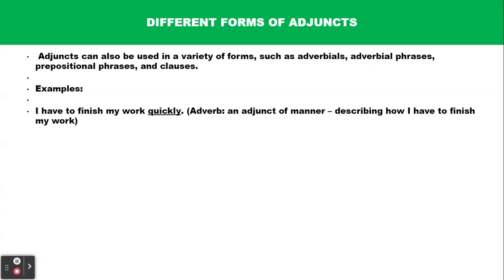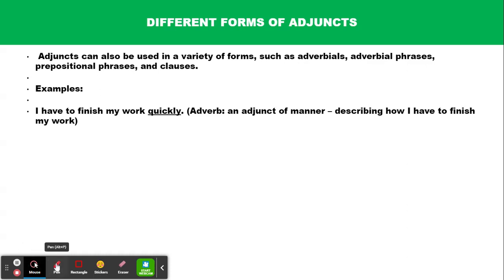I have to finish my work quickly. The adjunct quickly here is an adverb, and that is an adjunct of manner describing how I have to finish my work. I have to finish my work. How? Quickly. So, but take note that what we have here is an adverb, okay? It's an adverb.